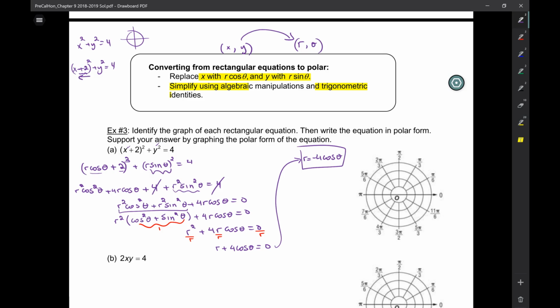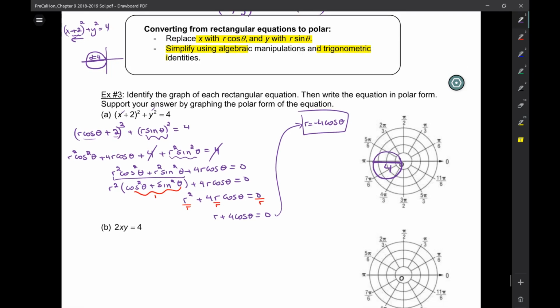How much is the radius? 2 units. So this has a radius of 2 units, and if I move that circle to the left 2 units, what does it look like? Oh my God, it looks like that. And what does negative 4 cosine theta look like? It's a circle right here, length of 4. Radius of 2, diameter of 4. Tell me that's not the most wonderful thing you've ever seen. How amazing is that?